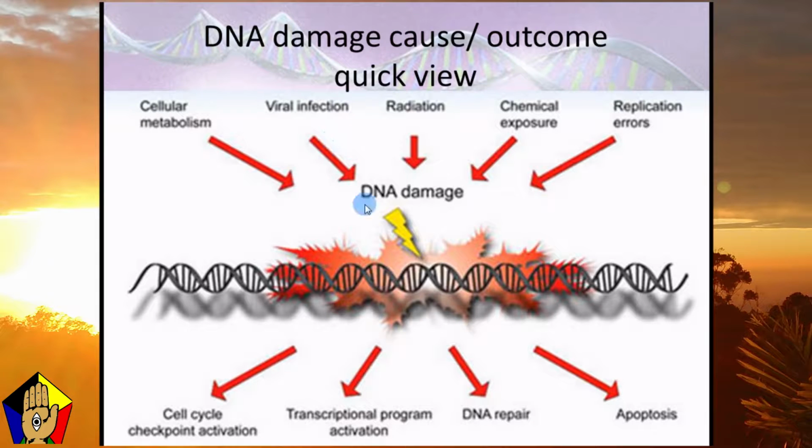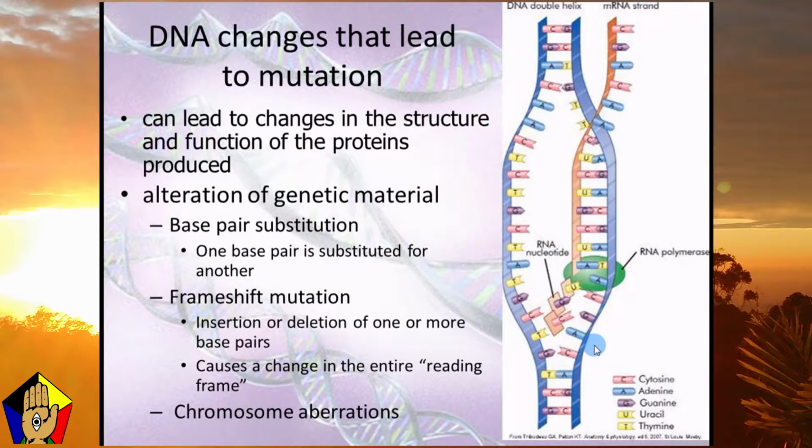Viruses can get in and change the DNA. Radiation, chemical exposure, replication errors. So those are all good examples. Right? Some of the outcomes, you can see. The cell cycle doesn't work properly. They can't transcribe properly. They can't repair DNA properly, and then eventually they want to die. Right? So DNA changes that lead to mutations.